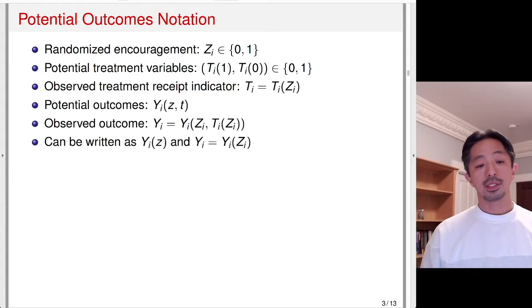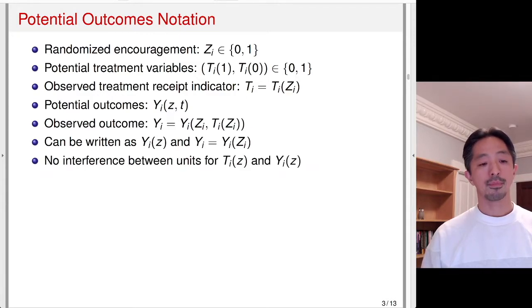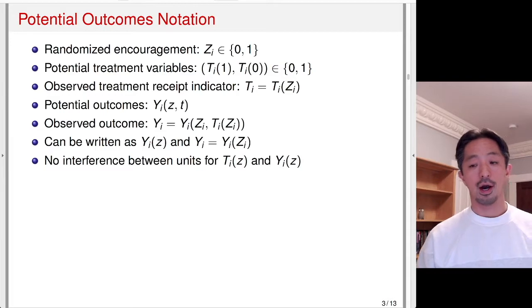Now, we can also write this potential outcome as Y_i(z) alone, not as a function of T. The reason why you can do that is that once the encouragement is determined, T_i is also determined as a function of Z_i. So all we have to know is Z, and that determines the potential outcome. That's the notation we're going to use. We're going to assume no interference between units for both treatment and the outcome. What that means is that the treatment status of unit i is only influenced by its own encouragement status, not somebody else's encouragement status. And the same thing holds for the outcome as well.